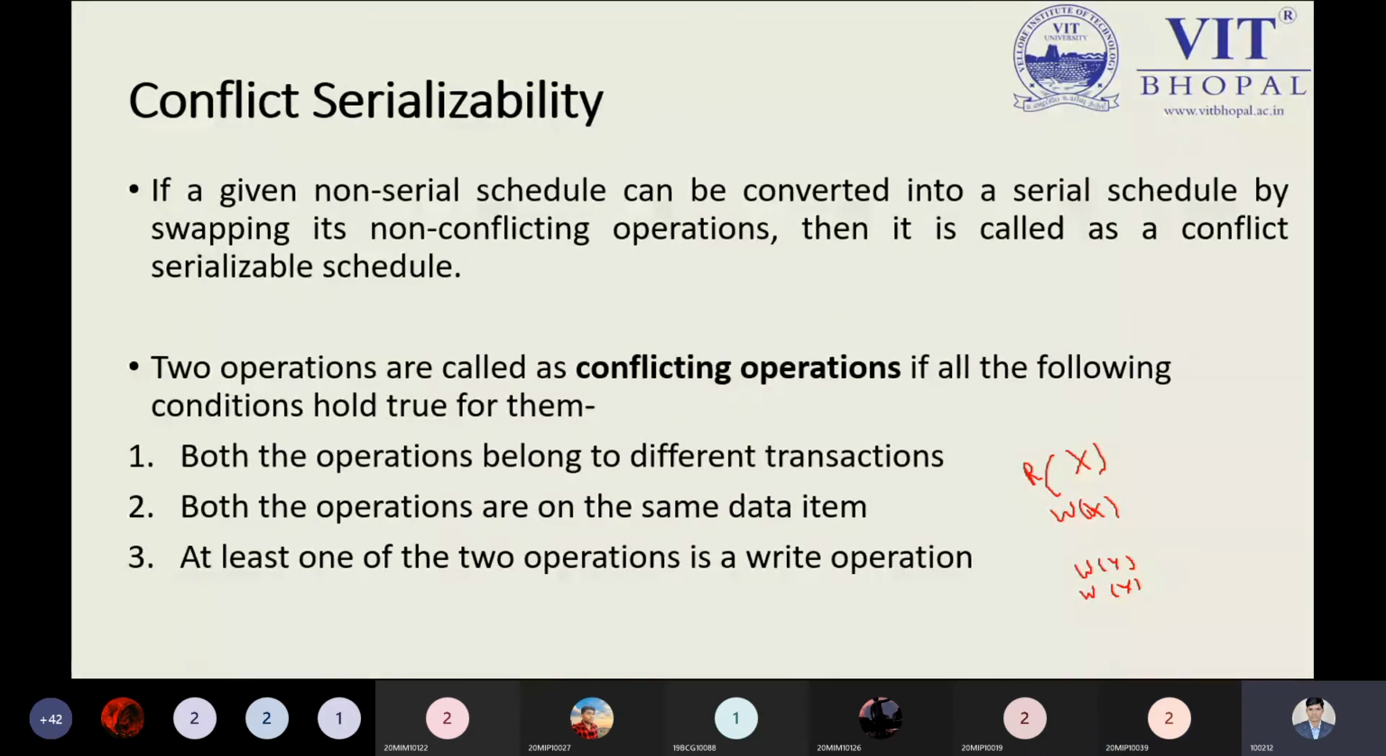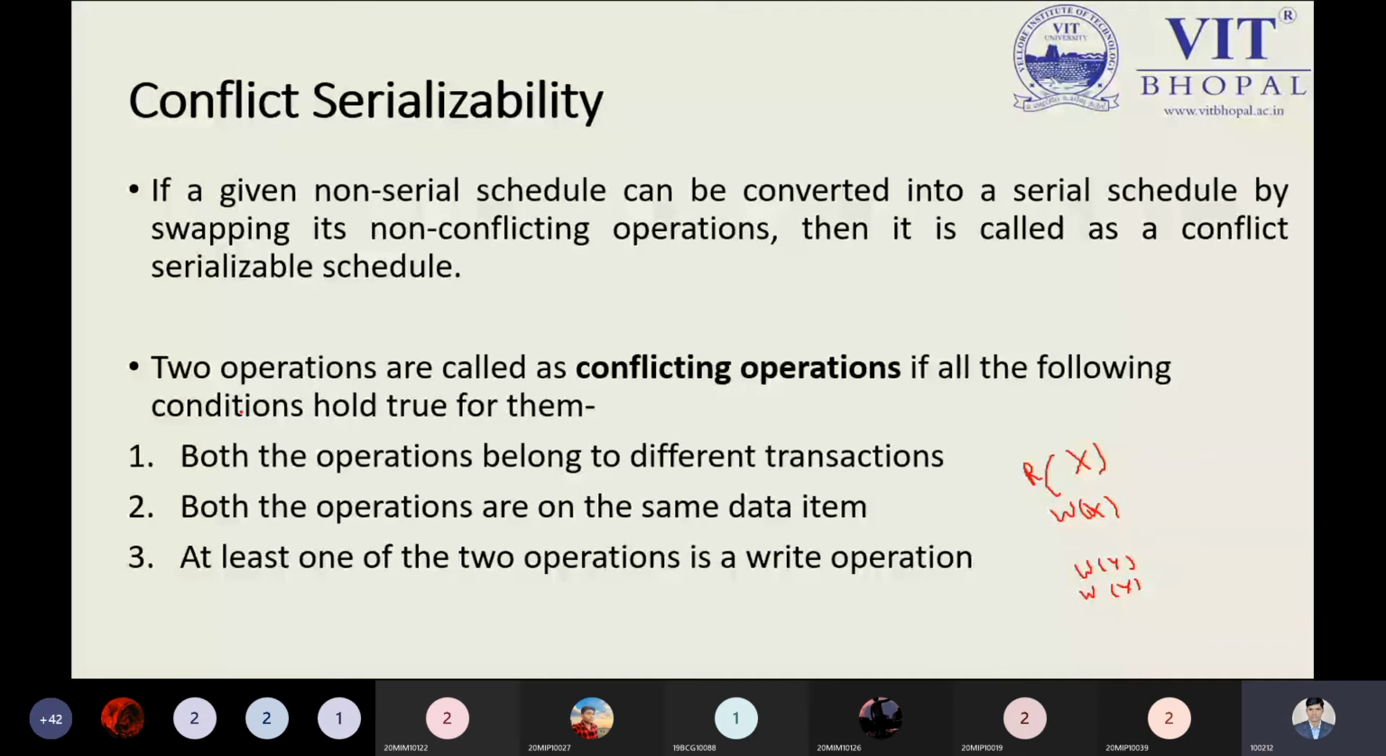So this is where we have conflict serializability. What is it saying to us? If a given non-serial schedule, which is a schedule that can have conflicting operations, can be converted into a serial schedule, that is the point. Serializability is a process that tries to convert your non-serial schedule into a serial schedule by swapping its non-conflicting operations.